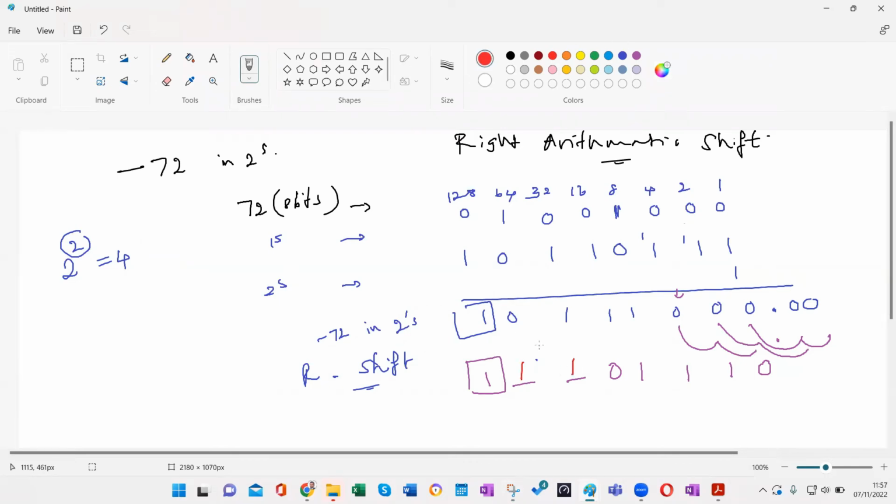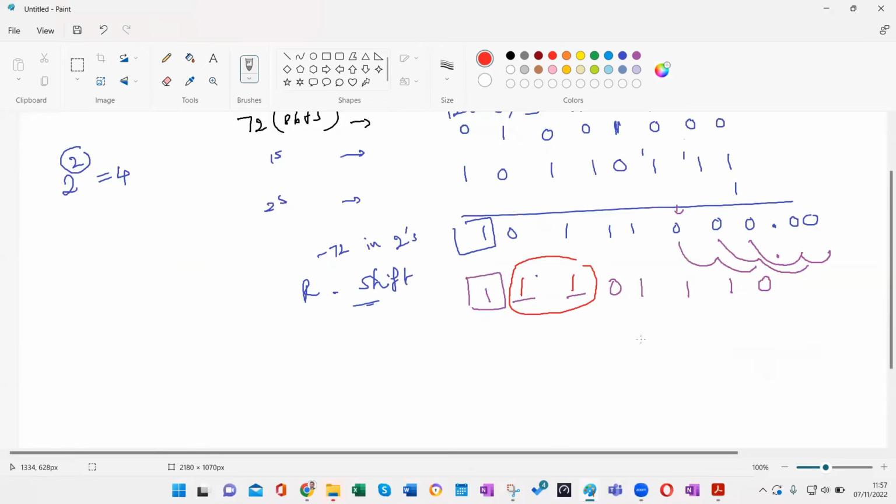If you remember, when we did the logical right shift, these were filled with zeros. But only in right arithmetic shift, the left empty spaces have to be filled with 1s. So this is so important. Okay, so our answer is going to be 1, which is the most significant bit, 2 ones, 0, 1, 1, 1, 0.